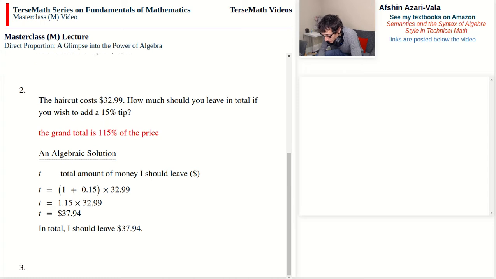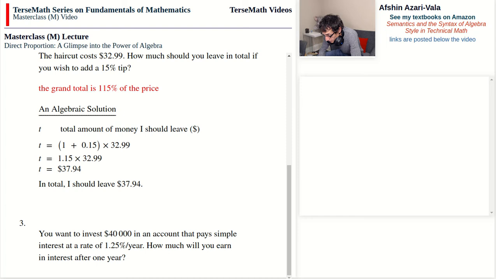Here's a third problem. Now this one is in investment, and it says that you want to invest $40,000 in an account that pays simple interest at a rate of 1.25% per year. How much will you earn in interest after 1 year?